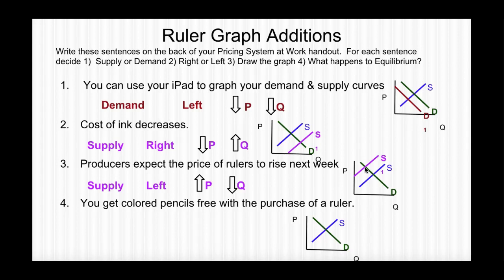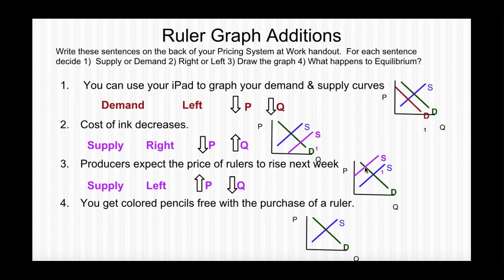All right, last one. You get colored pencils for free with the purchase of a ruler. All right, what do colored pencils have to do with rulers? Well, when we did this activity in class, I said everybody needed to buy 1 ruler and 5 colored pencils. So in this instance, rulers and colored pencils kind of go together. And what is that? That's a complement. That's a related good complement.